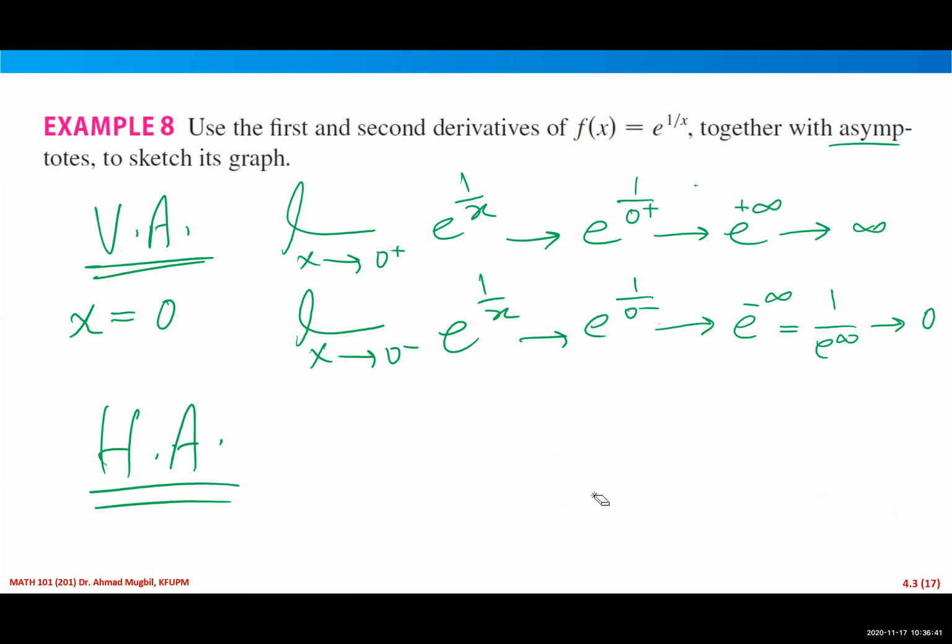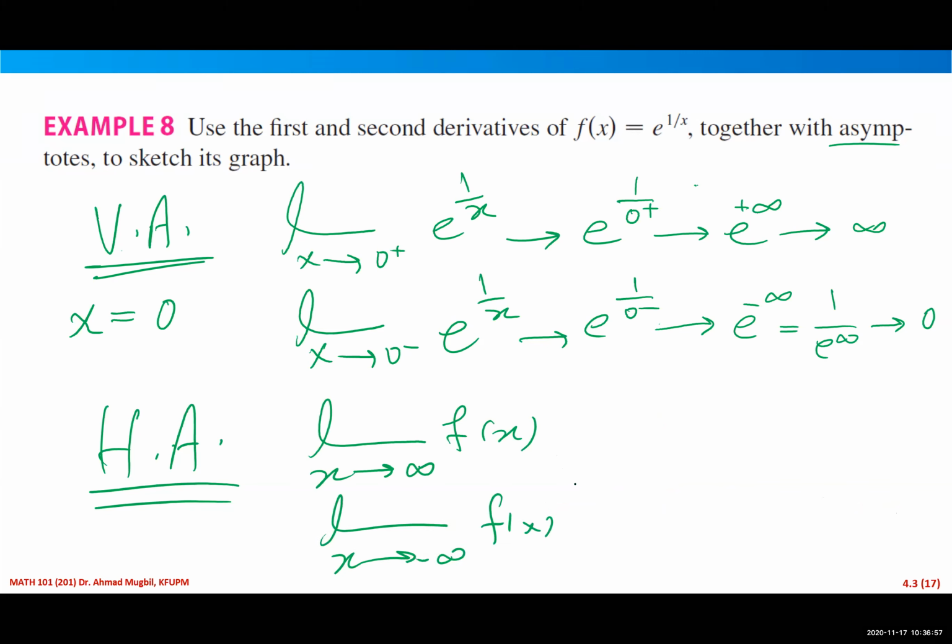It looks like you still remember these issues. Good. Now for the horizontal asymptote, what should we do, ya shabab, to find the horizontal asymptote? We should find the limit of the function when x goes to where? Infinity and negative infinity. Excellent. So what is the limit?